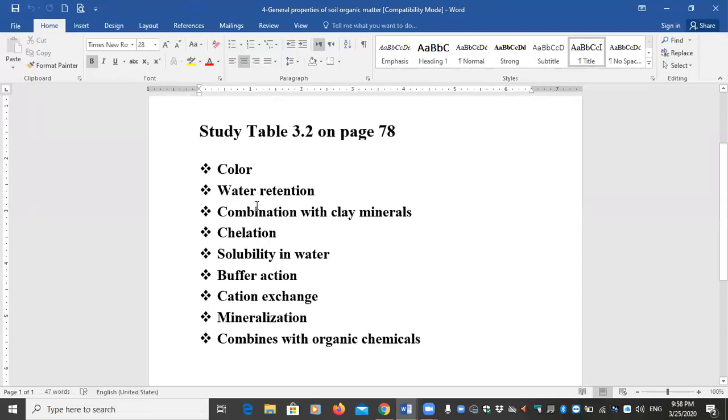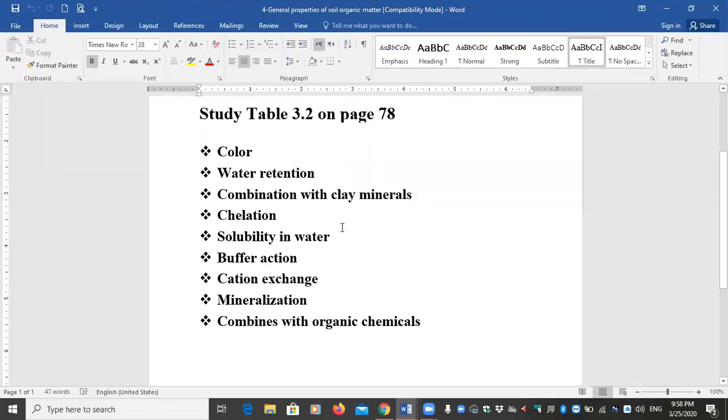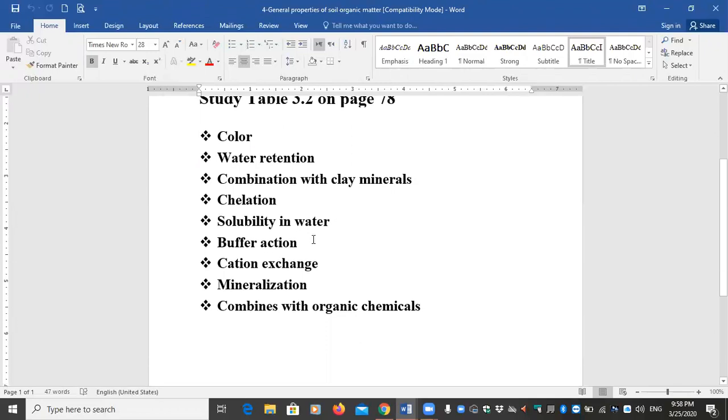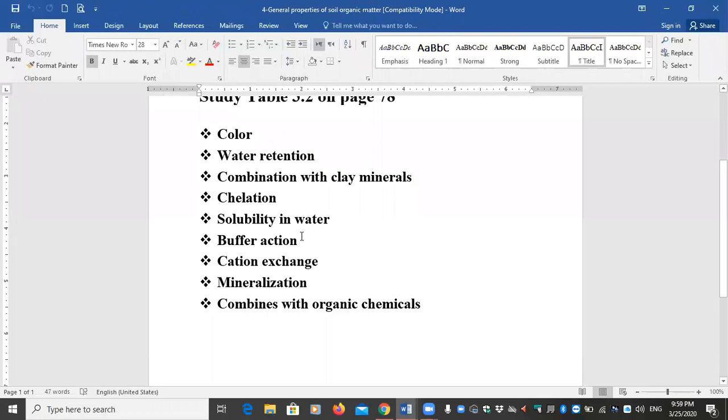So you can have chelation with natural organic matter. And also there are fertilizers that are sold in chelated form for that purpose, to keep them in soluble form, to keep them in available form for the plants. Solubility in water, of course, organic matter is not soluble in water. If it was soluble in water, we would lose it and there would be no organic matter left. It would leach down, so it is not soluble in water. Buffer action, it gives the soil a kind of capacity to hold nutrients in certain amounts where it will not lose them easily.